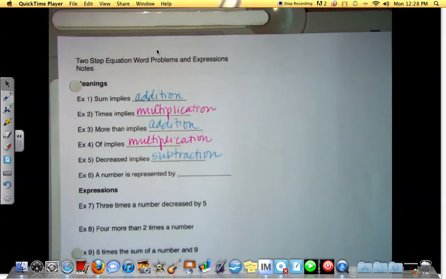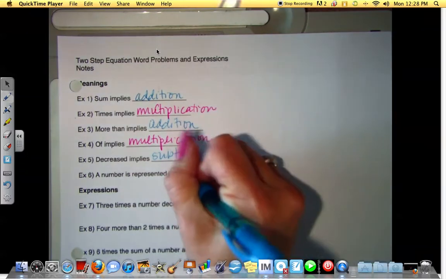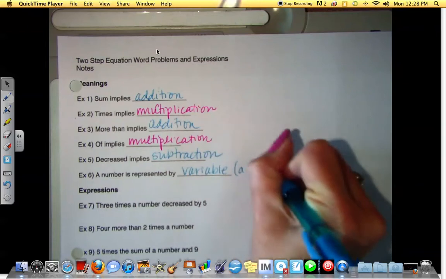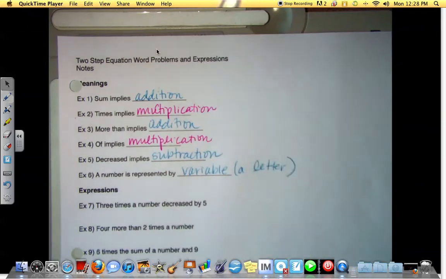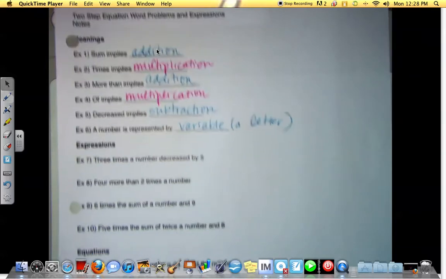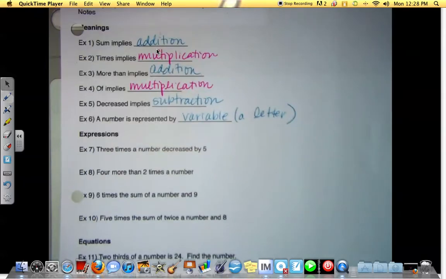And a number is represented by the variable, or a letter. Can we use any letter? Yes, whatever you would like. I'm going to use N for today. All right, so expressions.